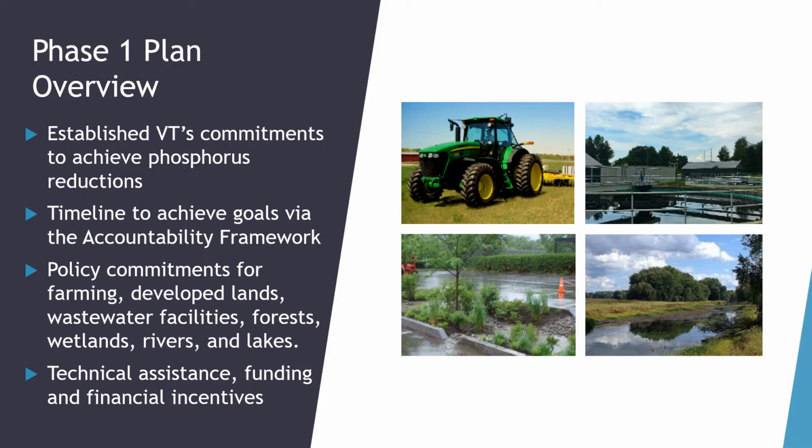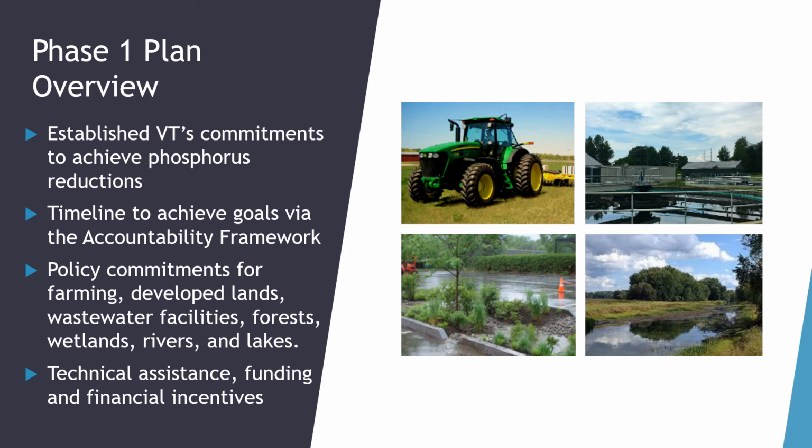It was the passage of the TMDL Phase 1 plan in 2016 that established the state's programmatic commitments needed to achieve the regulatory target reductions related to specific TMDL sectors and their related land use activities. The Phase 1 plan also set forth a timeline to achieve clean water goals via the TMDL accountability framework. This is also known as setting reasonable assurances in order to meet required regulatory reductions.